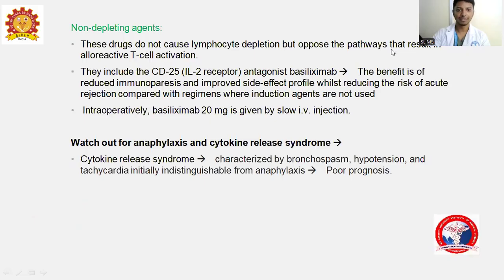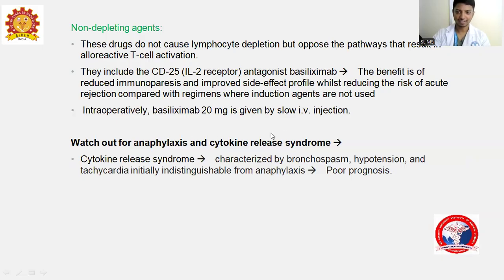Non-depleting agents do not cause lymphocyte depletion but oppose the pathways that result in alloreactive T cell activation. They include the CD25 antagonist, which is known as basiliximab. The benefit is reduced immunoparesis and an improved side effect profile, whilst reducing the risk of acute rejection compared with regimens where induction agents are not used. Intraoperatively, basiliximab 20 mg is given solely by IV injection.